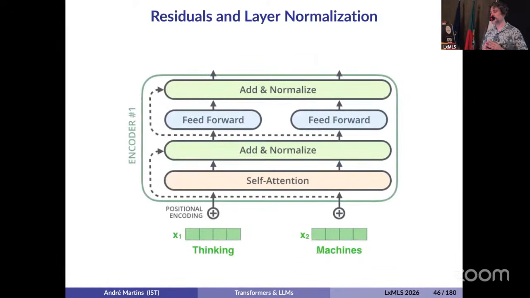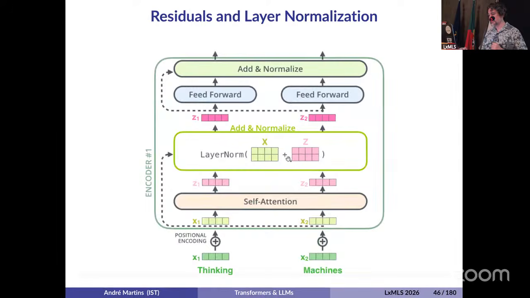Okay, so another important thing in transformers that departed from previous models is using residuals and layer normalization. If you look at the famous picture in the transformers paper, they have this add and normalize layer there. And now I'm going to describe what this layer is doing.